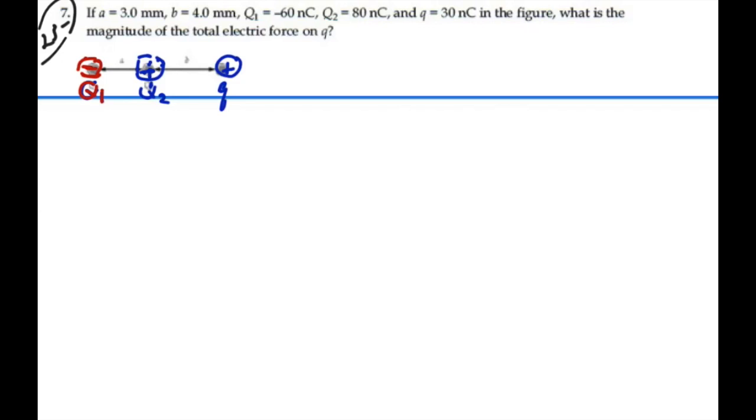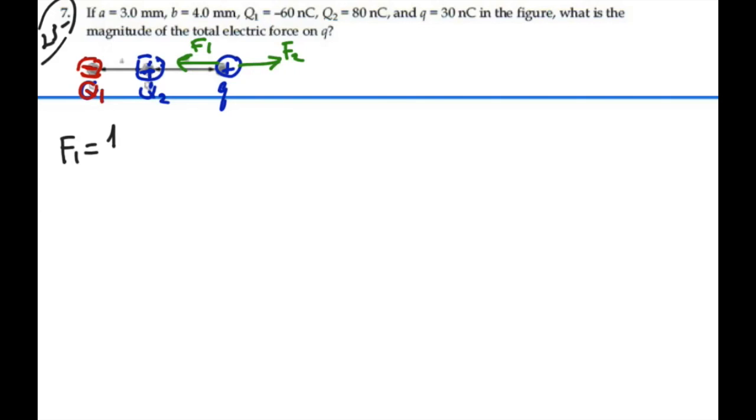So if we're looking at this, there would be an attractive force between Q1 and little q. That's called F1, going off to the left this way. And there will be a repulsive force between Q2 and little q, F2, going off to the right. And so these forces will be opposite in direction, and whichever one is larger is going to dominate. So we're going to have to find that out. Let's find the magnitude of these two forces.